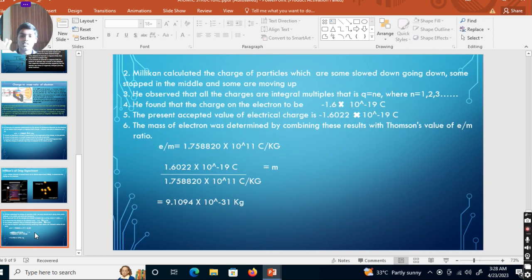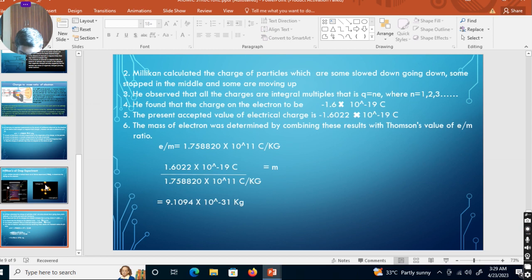So Millikan calibrated the charge of the particles. For three types of particles he calibrated the charge, and he observed that all the charges are integral multiples, which is Q equal to Ne. Here e is the charge of the electron, which is 1.6 into 10 power minus 19 coulombs, Q is the charge, and n is the integral multiple, meaning integers. Either we take 1, 2, 3, and so on.